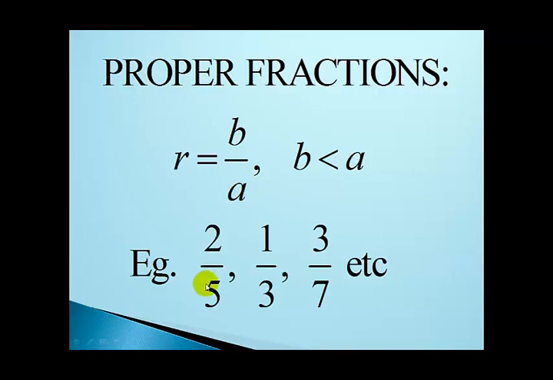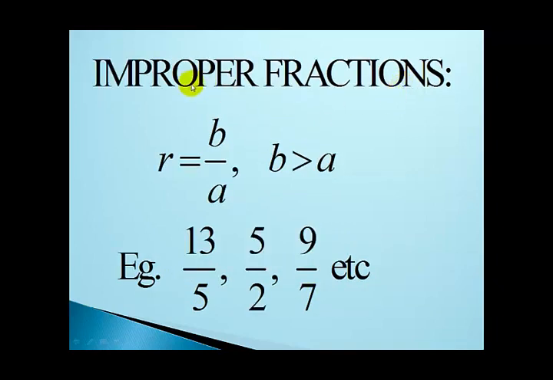Example, 2 over 5 is a proper fraction because the numerator 2 is less than the denominator 5. 1 over 3 is also a proper fraction because the numerator 1 is less than the denominator 3. 3 over 7 is also a proper fraction because the numerator 3 is less than the denominator 7. So these are all examples of proper fractions.